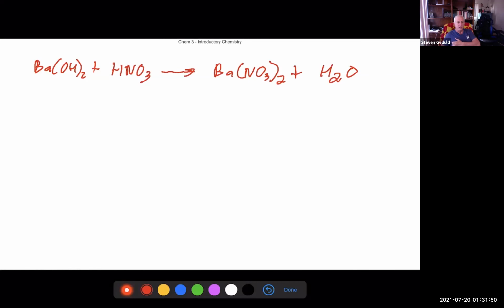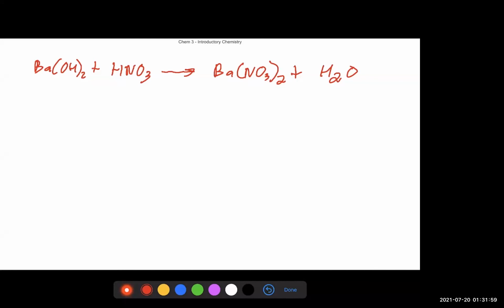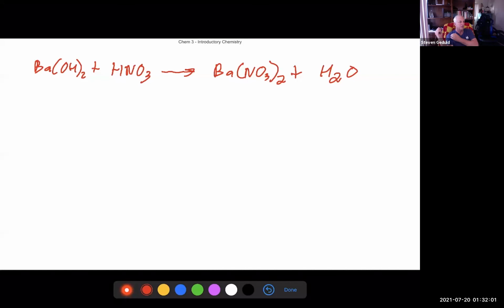Everybody sees how to do that, right? Yes, no, maybe. Okay. And we got to balance it. We've got 2 nitrate groups, so you got to put a 2 in front of the nitric acid here. And we've got 4 hydrogen, so got to put a 2 in front of the water here. And that should balance it.